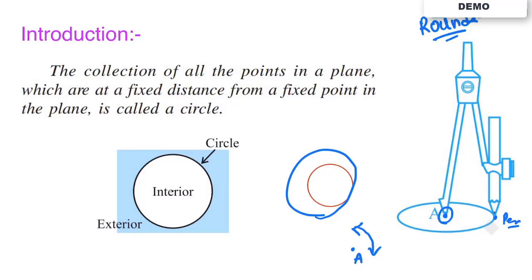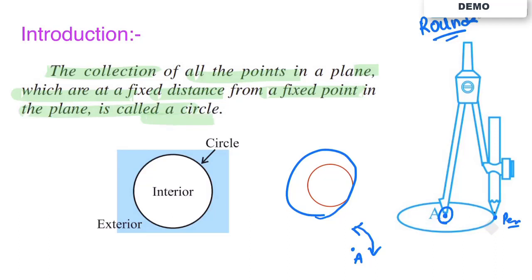Now let's have a definition of the circle. So what is the definition of the circle? Pause the video and try to remember what you have learned in class 9th. Okay. The definition of the circle is: the collection of all the points in a plane which are at a fixed distance from a fixed point in the plane is called a circle.